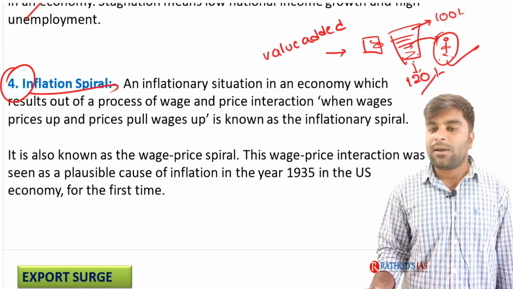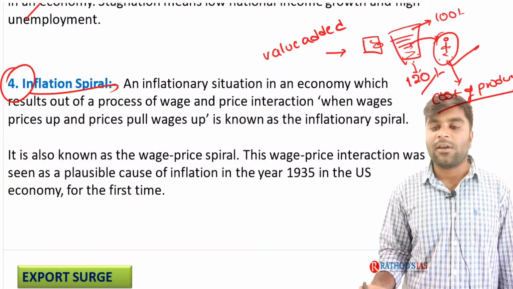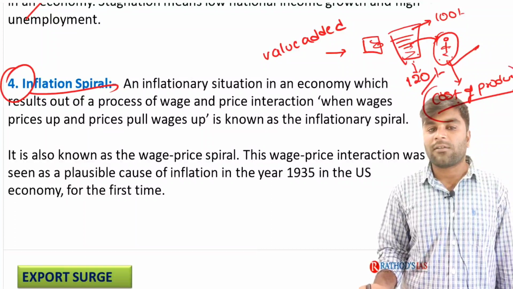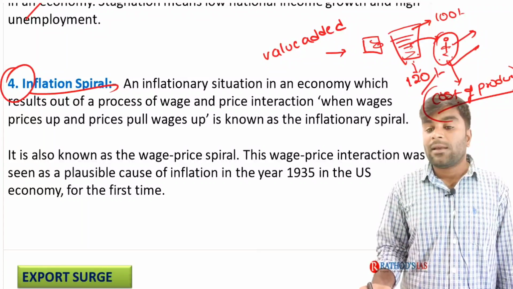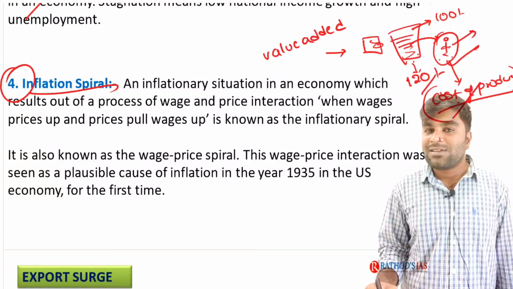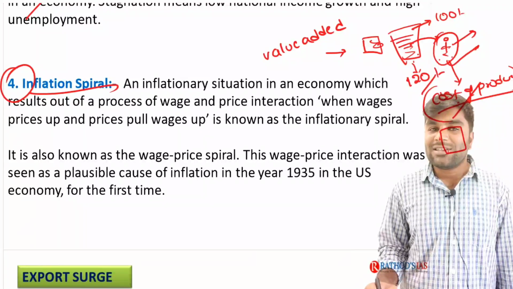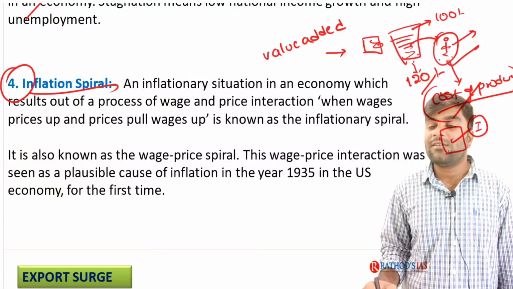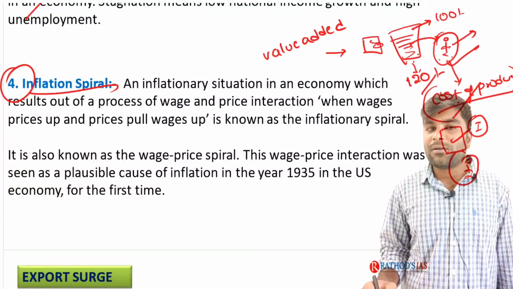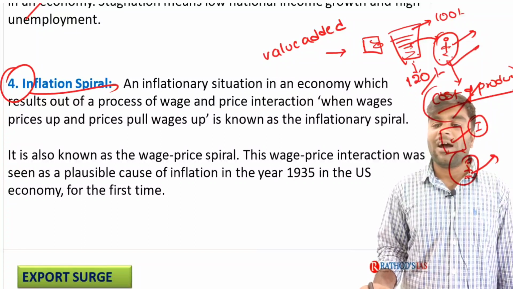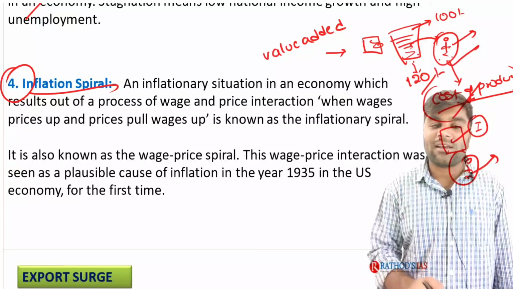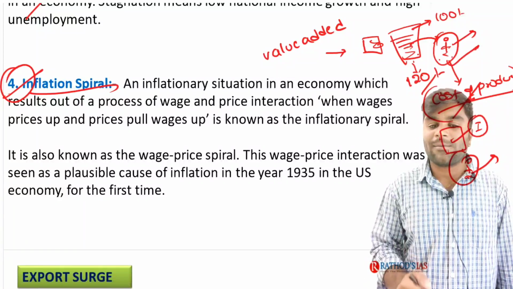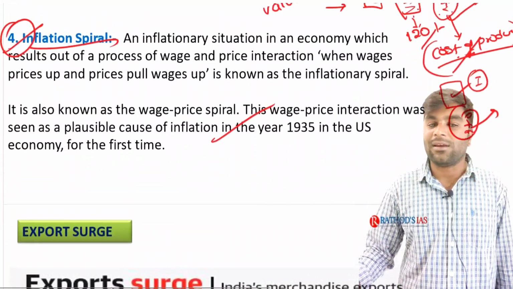When his salary is increased, remember, labor is a part of the cost of production. If his salary is increased, automatically the cost of production is also increased. Now, if the cost of production is increased, the prices of the goods also increase again. So if the prices of the goods increase, we get inflation. If inflation is there, the salary of the person consuming the goods needs to be increased. When his salary is increased, again the cost of production increases, and again the prices of the goods increase, and it is going to be a continuous cycle. We call it inflation spiral or wage spiral, right? I hope it is very clear for you.